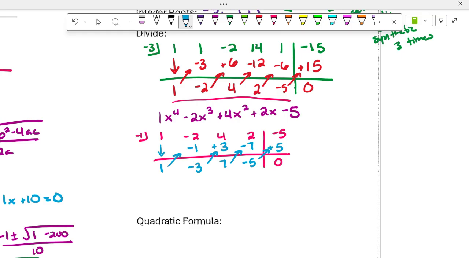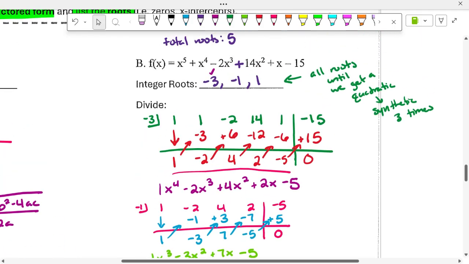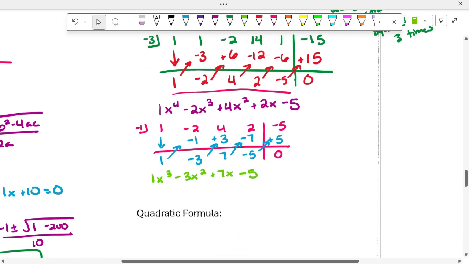It should be 3. So this will be 1x cubed minus 3x squared plus 7x minus 5. And then we got to do synthetic one more time. All right, so we did the -1, so that only leaves us with the 1 to do. So in other words, you're dividing every root into that function until you end up with a quadratic. So you don't stop until you end up with a quadratic.